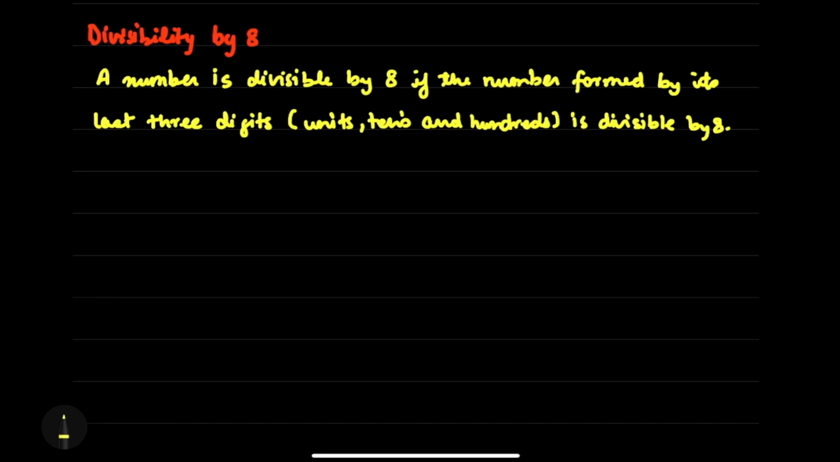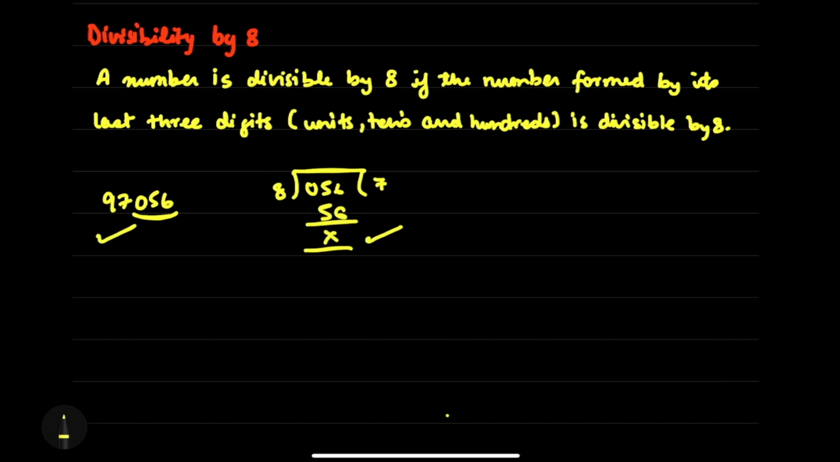Divisibility by 8 is very similar to divisibility by 4, but in this one we need to look at the last three digits. So let's take an example. We have 97056. In this we need to take the last three digits and see whether this is divisible by 8. We don't really need to think about any digits before that. So let's see if 056 is divisible by 8. We know 56 is 7 times 8. So 56 divided by 8 is 7. So this is divisible by 8. So the entire number is divisible by 8.